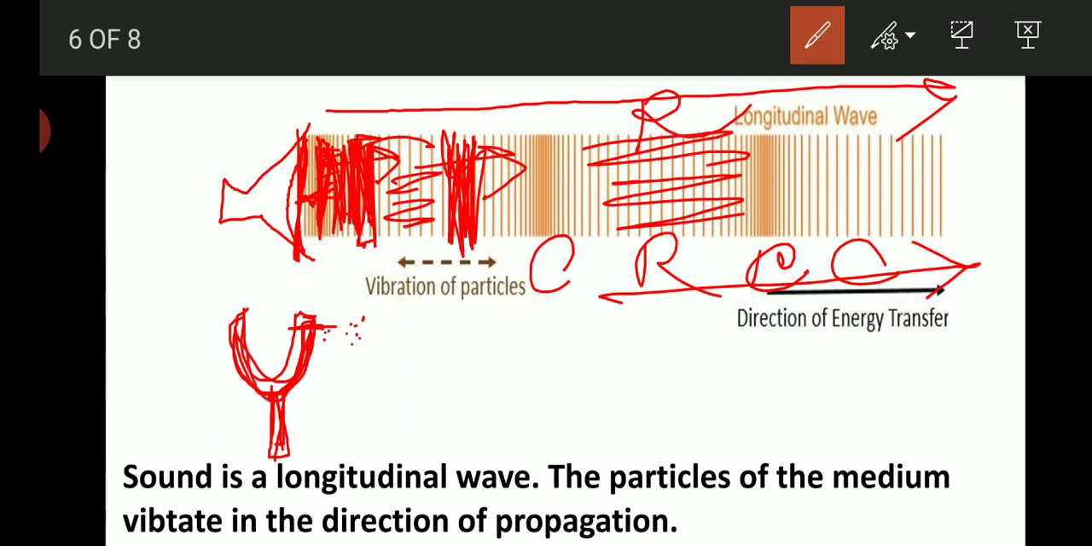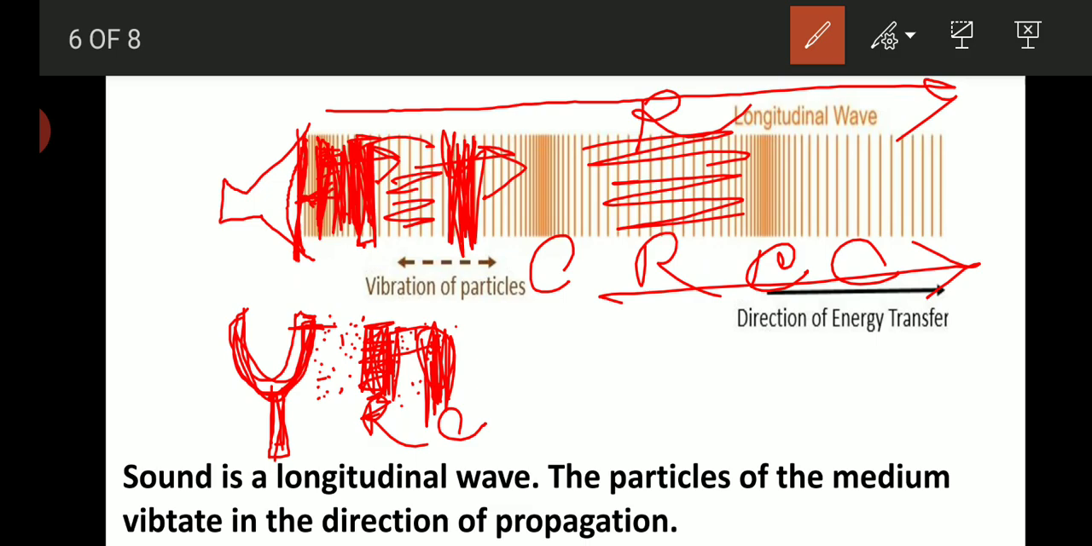So that means when the particles come back to their original position, the compression region travels in the forward direction. In this way, again these particles transfer the energy to the neighbor particles, and here the compression region is created, and here the rarefaction region is created. Where the compression region is created, after some time again a rarefaction region is created.